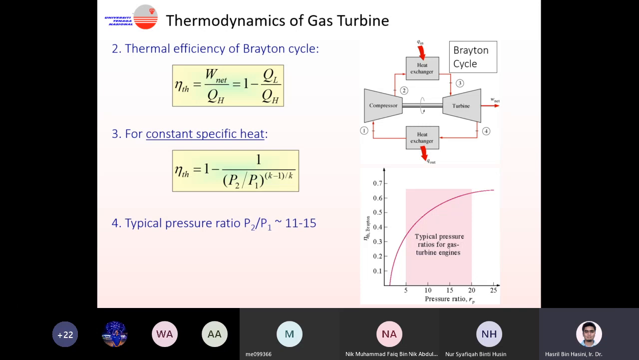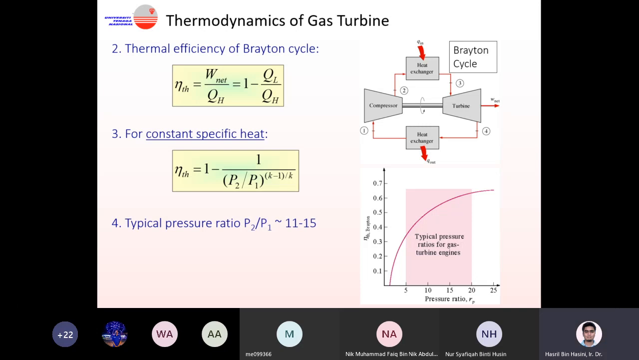So what we want to highlight here is that the efficiency of our gas turbine is only a function of pressure ratio. P2 divided by P1 is actually the pressure ratio: the pressure of fresh air coming into the compressor at P1, and coming out from the compressor at P2. So this equation simplifies things: if you know the pressure ratio of your gas turbine, we can estimate its efficiency. That is the simplification made for this.